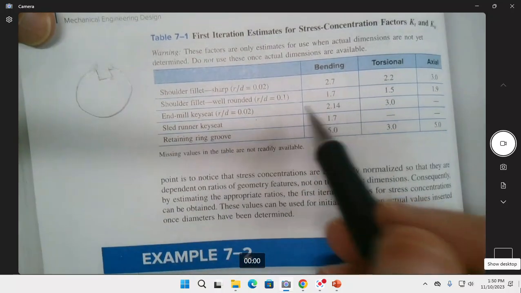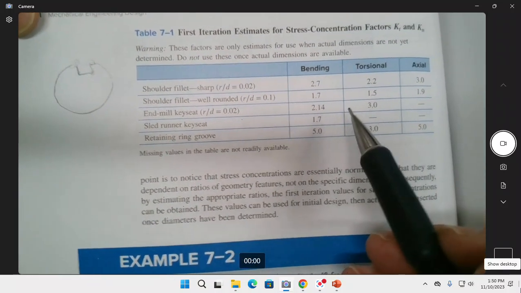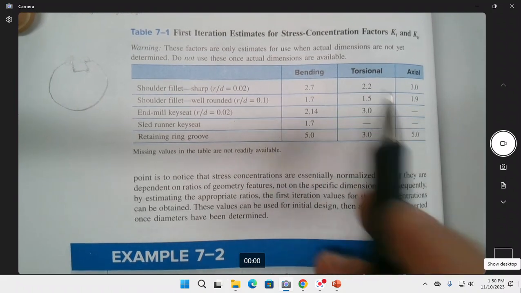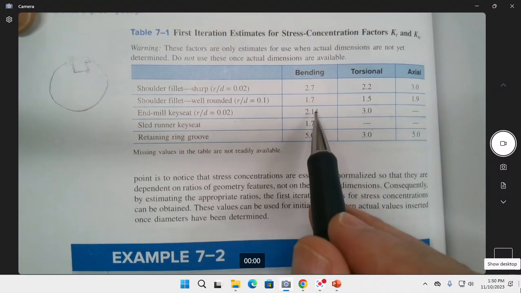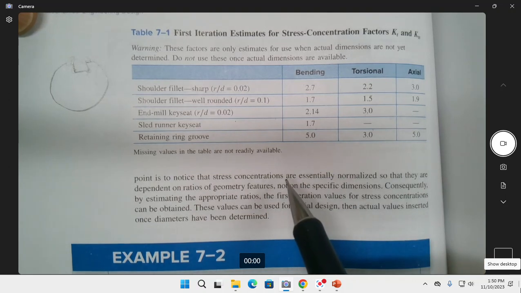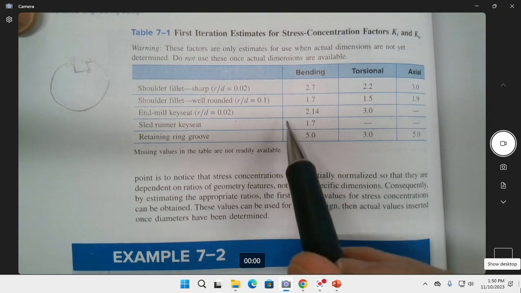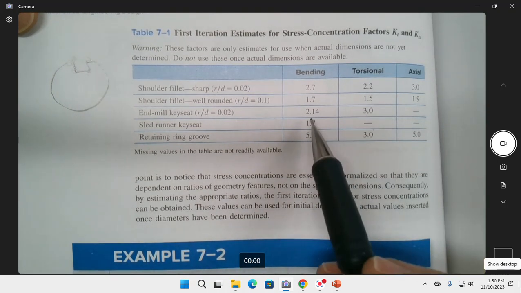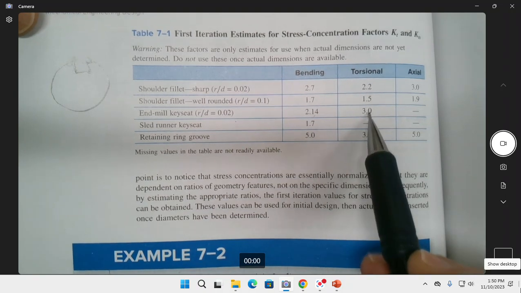And this is a first approximation, but we'll use it all the time, because we don't have a chart in Shigley that gives any more information than this when we try to refine it. So for the keyway, here's the stress concentration in bending and torsion: 2.14 and 3 is what we'll use all the time for that.